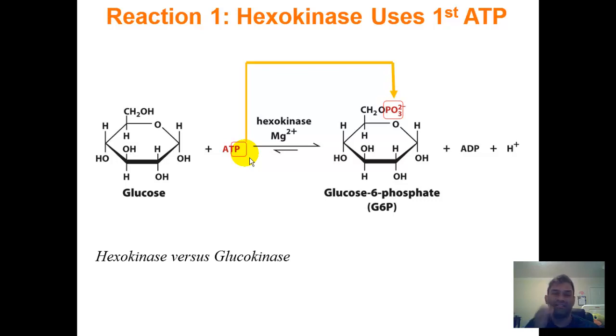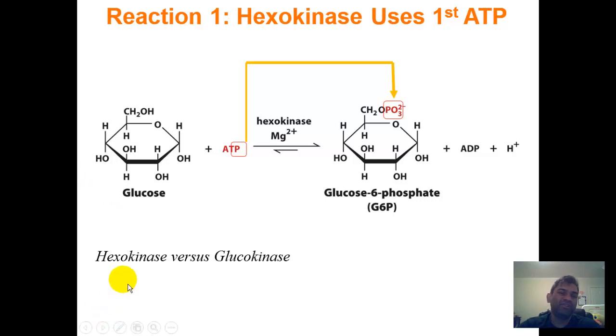The enzyme that does this is hexokinase, and we have magnesium sort of chelating and neutralizing the negative charges. So we have the liver version, which is called glucokinase. It's very specific for glucose. Hexokinase is what we call a promiscuous enzyme in the sense that hexokinase can phosphorylate glucose, but it can also phosphorylate other 6-carbon sugars, such as, for example, fructose.